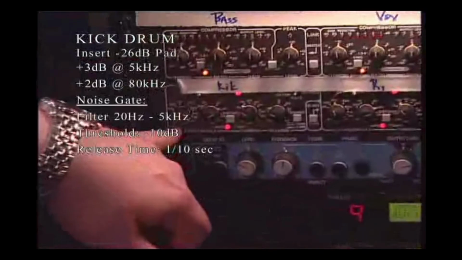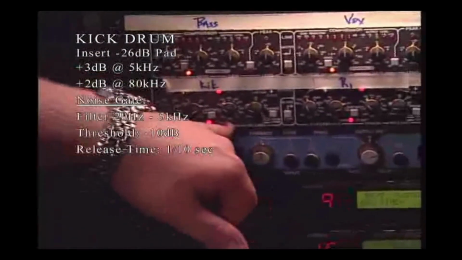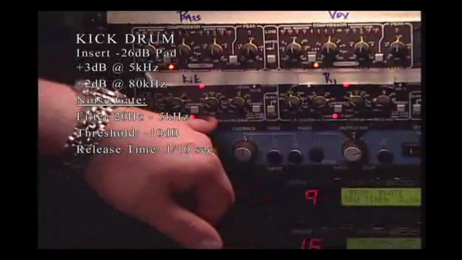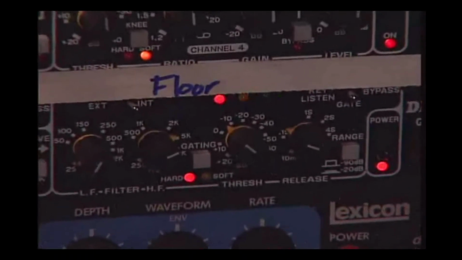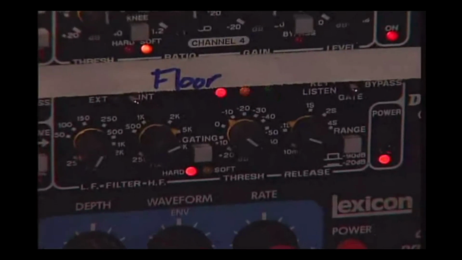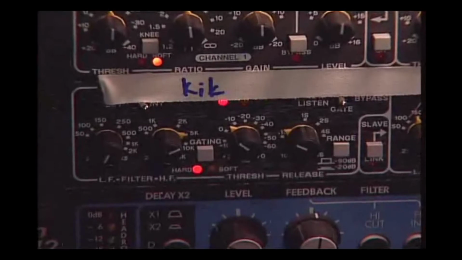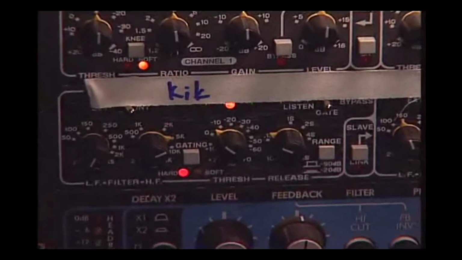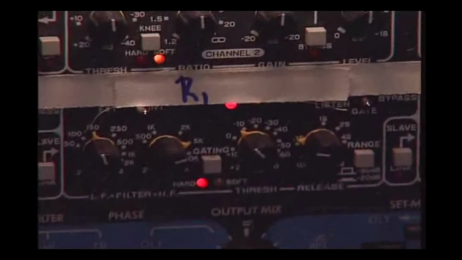Here, the filter is set for 20 Hertz to 5 kilohertz with a threshold of -10 dB and a release time of 1/10 of a second. Dave, what's the function of a noise gate? The function of a noise gate is to reduce the amount of gain of a signal when it falls below a certain threshold. This reduces or eliminates any noise when the program signal isn't there, but allows the desired signal to pass through when it shows up as a strong enough signal. So basically, if the signal drops below a certain level, the noise gate turns it off completely.